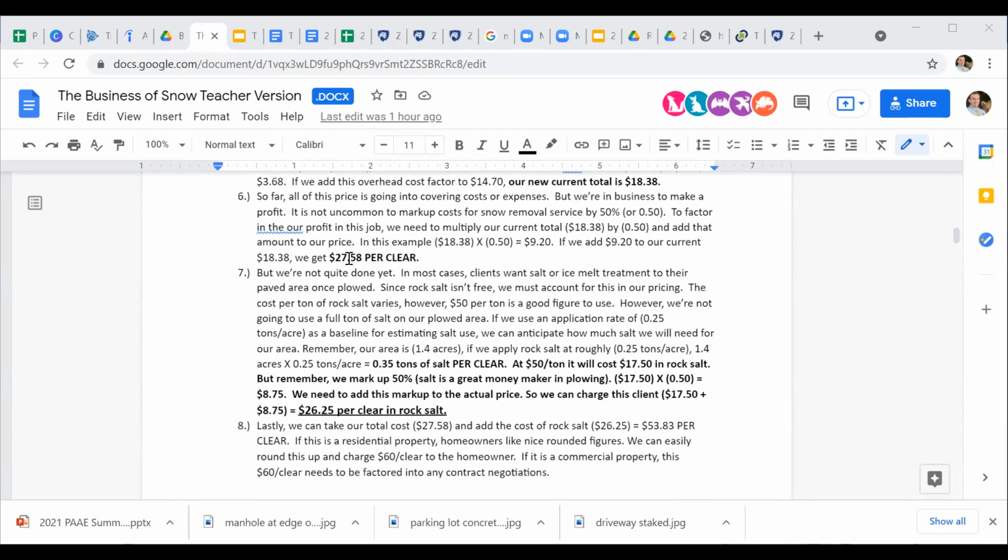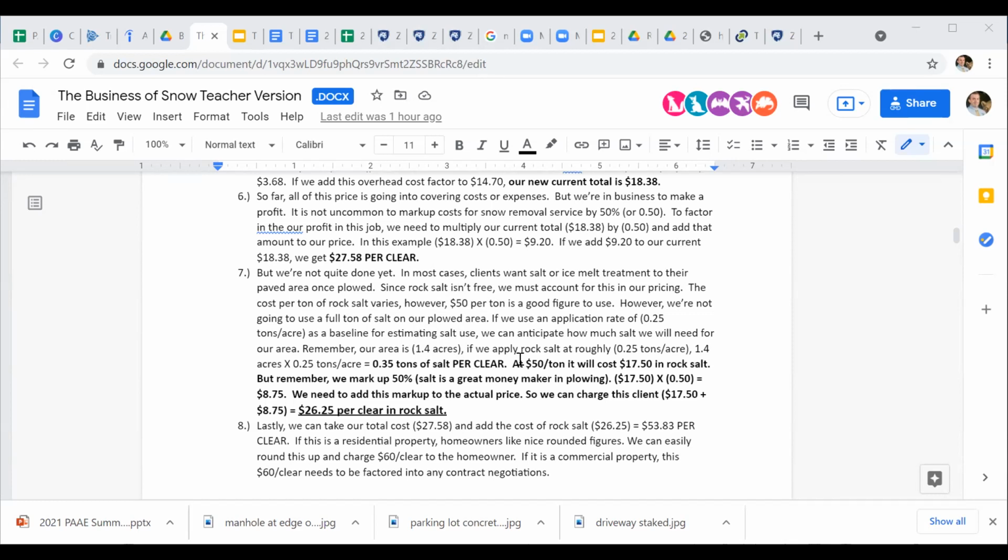If you're not offering salt treatment or ice melt treatment of any kind, you can be done there. However, I do know a few businesses that said, yeah, we don't want our parking lot salted. We'll just take care of that by hand with our employees. But if you're going to salt the parking lot, that needs to be considered. And this is a huge chunk of change. You'll see what it does to our per clearing price, again all based on the square footage of the lot to be cleared.